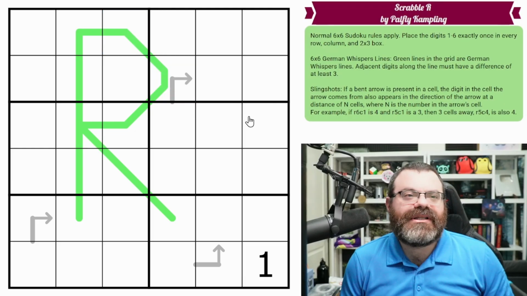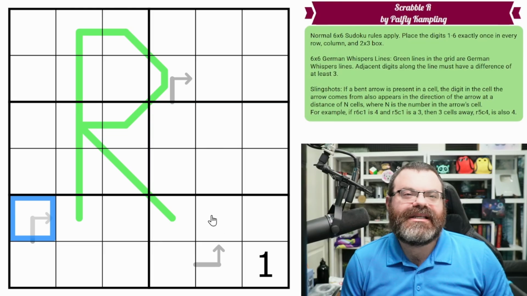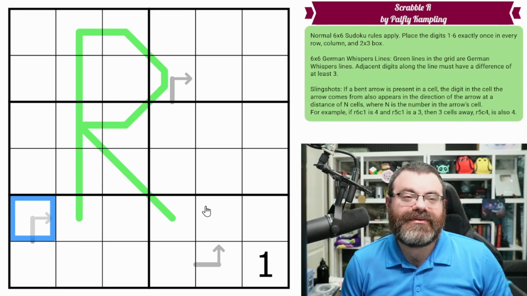All right, and we also have slingshots. So we have these bent arrows in the grid. If it's present in a cell, then the digit in the cell the arrow comes from also appears in the direction of the arrow at a distance n cells, where n is the number in the arrow's cell.